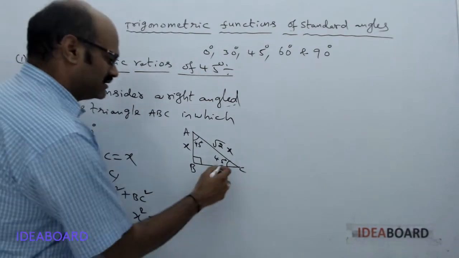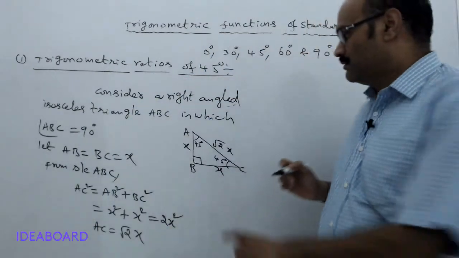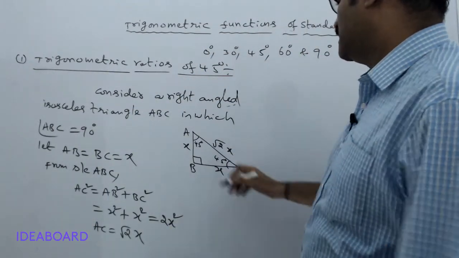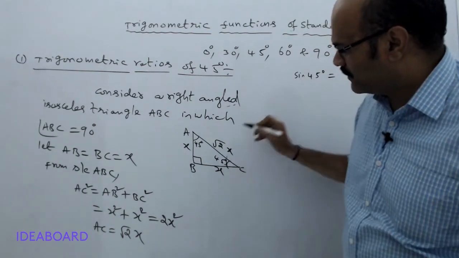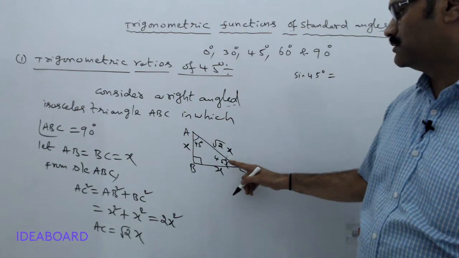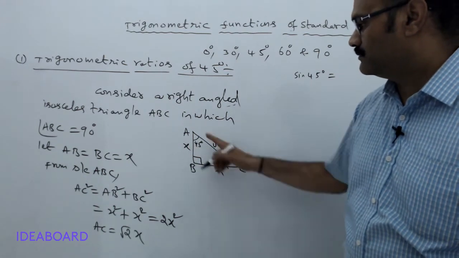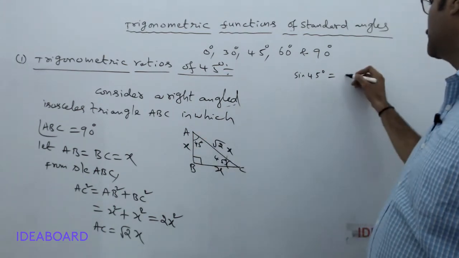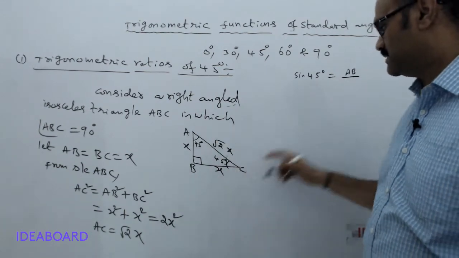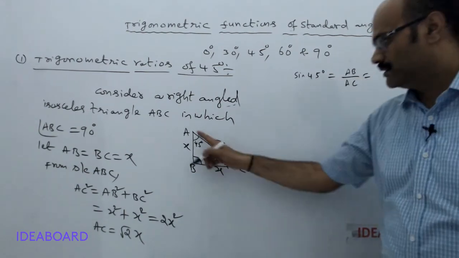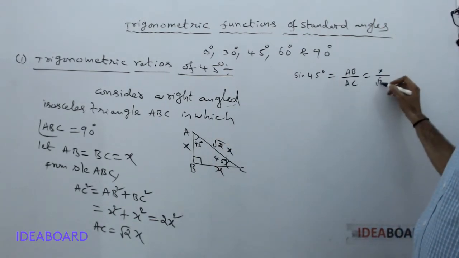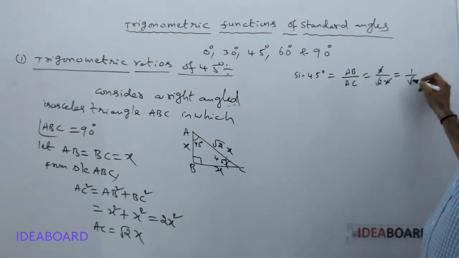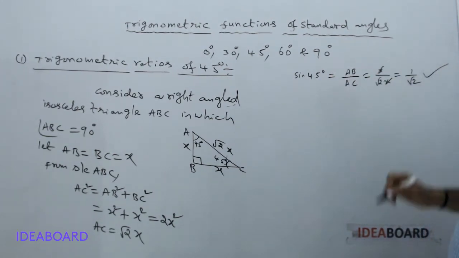Now consider this angle. From triangle ABC, here we have sine 45 degrees equal to opposite side by hypotenuse, AB by AC. AB equal to x, AC equal to root 2x, it implies 1 by root 2. Therefore, the value of sine 45 is always equal to 1 by root 2.